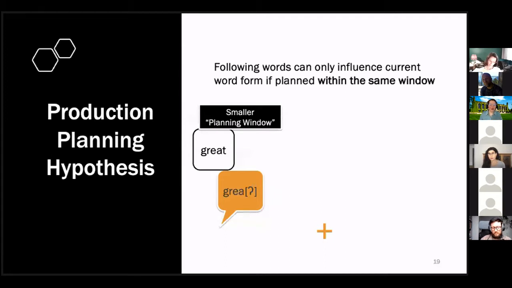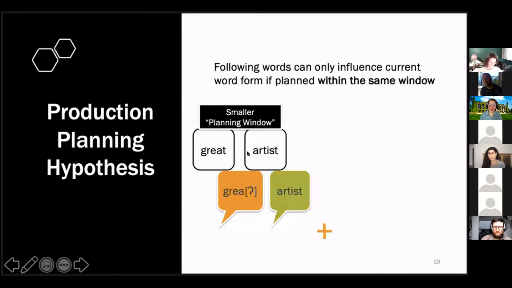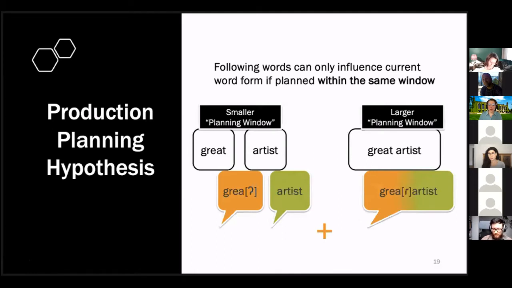So to elaborate on that hypothesis a little more from the psycholinguistic perspective: if we're currently uttering a word, the following word can only have an influence on the current word form that we're planning and uttering if they're planned within the same window, right? If we're trying to say a phrase that starts with the word great, the pronunciation of great can't be affected by artist unless artist is being planned prior to when you're articulating it. I think it's an intuitive idea, but it's worth spelling out. Compare that to a scenario where you have a larger planning window. You have great artists, and then you're able to plan the flap pronunciation because you know that the next word is going to start with a vowel.